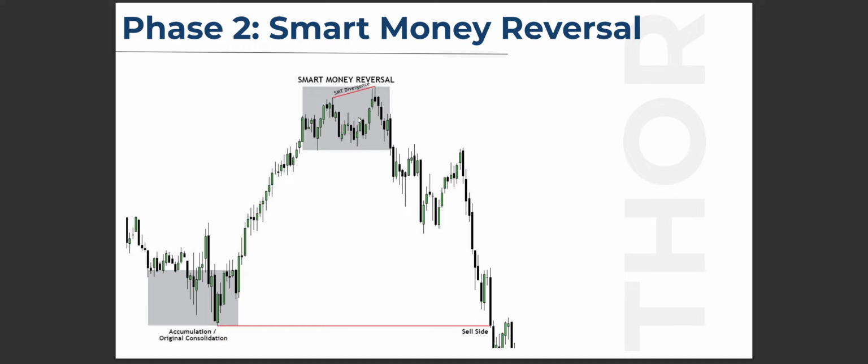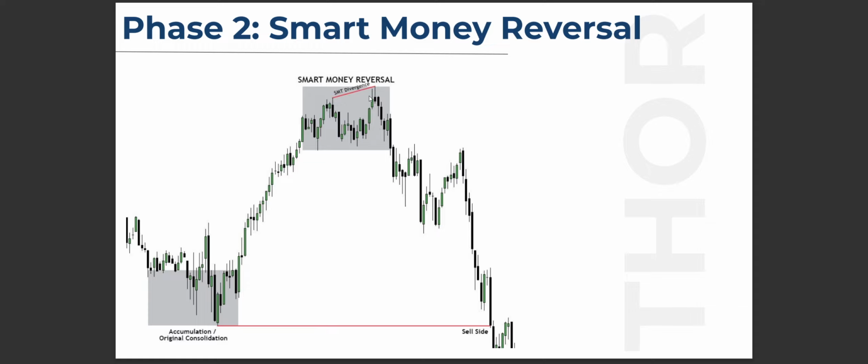SMT divergence simply means one asset is making a higher high, in this case, this asset, whatever asset it is, making a higher high here, and the other one is making a lower high at the same level. That is what we call an SMT divergence. This is the one signal, the most important sign of smart money reversal. Now you're in a reversal market.